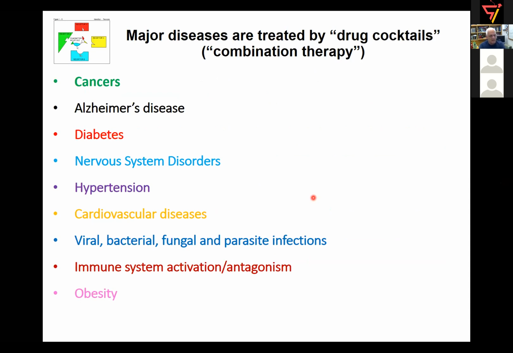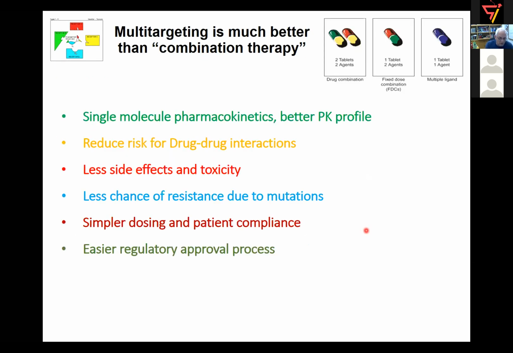Most of the diseases that we are dealing with have been or are still treated by what is called combination therapy or drug cocktails. And those are multifactorial diseases which have a few pathways to the development of the disease. And that is true with cancers, with Alzheimer's disease, diabetes, nervous system disorders, hypertension, cardiovascular diseases, many or most viral, bacterial, and fungal and parasite infections, immune system activation, obesity, and so forth.